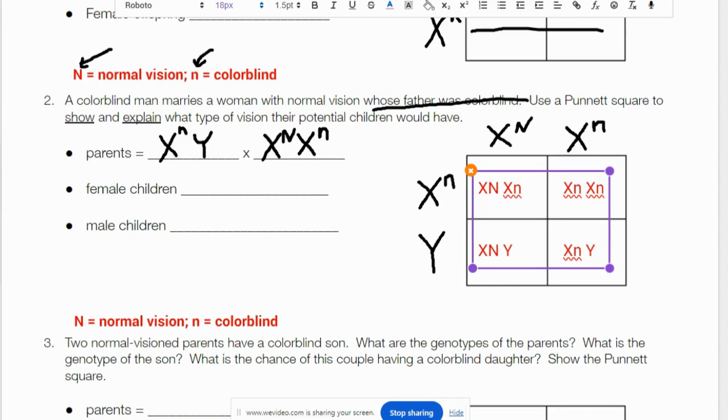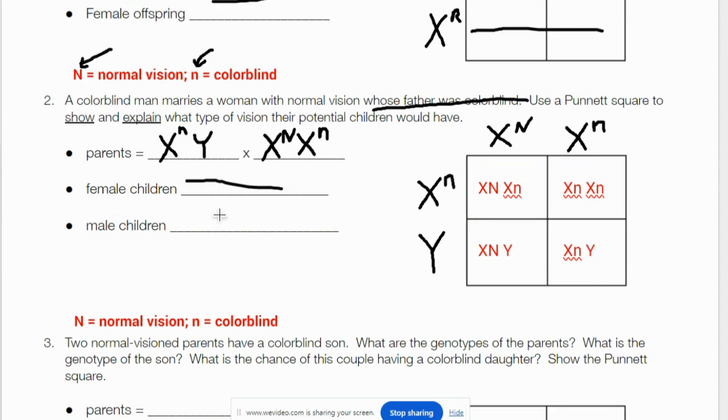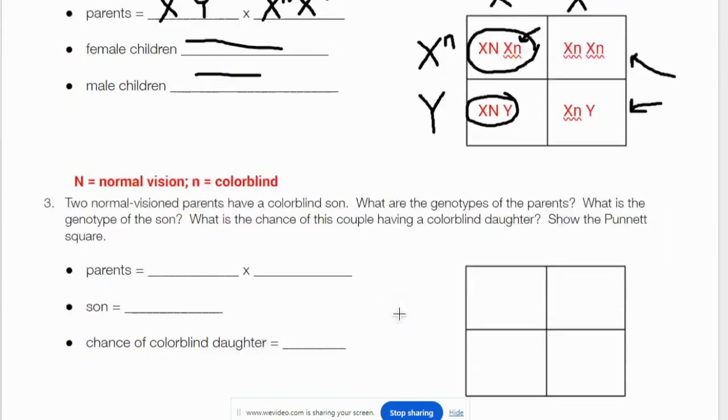So in this one, remember, don't worry about this. So in this one, half their kids. So this is a carrier female. She's normal vision, but she does carry the recessive colorblind allele that she can give to her kids. Totally normal male. And then these two over here, that's a colorblind female and a colorblind male. All right, so you need to do the rest of these.